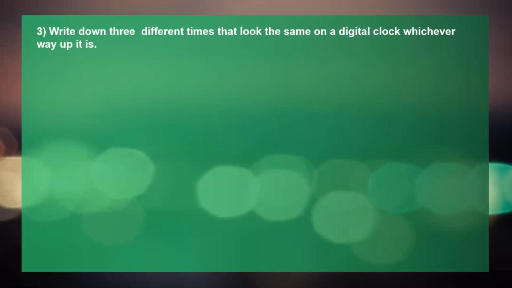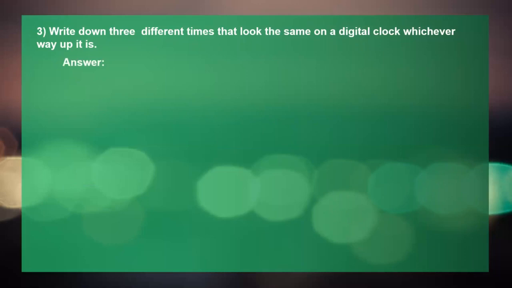So in the previous question, I told that Martin looked at one time and he concluded that this is the exact time. Why? Because in whichever way he read the digital clock, the time looks the exact time. So in this question, you need to write 3 different times that look the same on the digital clock, whichever way up it is. So are you able to write 3 different times like that? In whichever way you look at, it seems to be the same time.